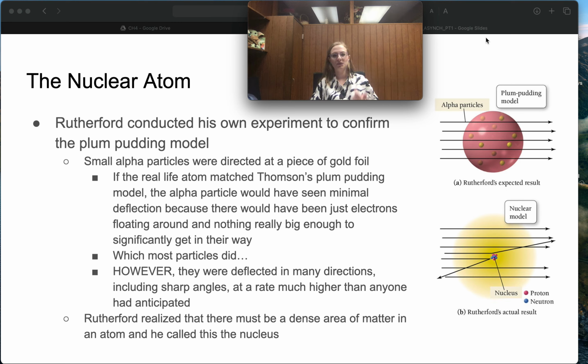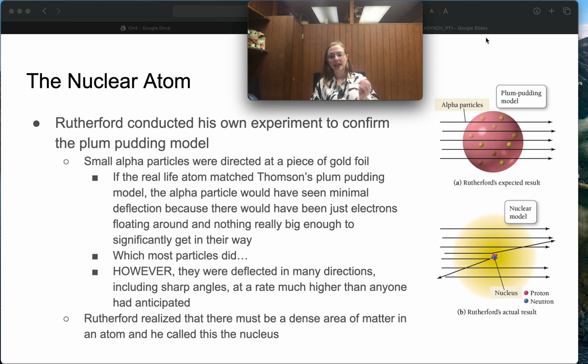So what he did was he set up an experiment to confirm the plum pudding model. We call this the gold foil experiment. So all he did was he directed these very small particles called alpha particles at a gold foil.